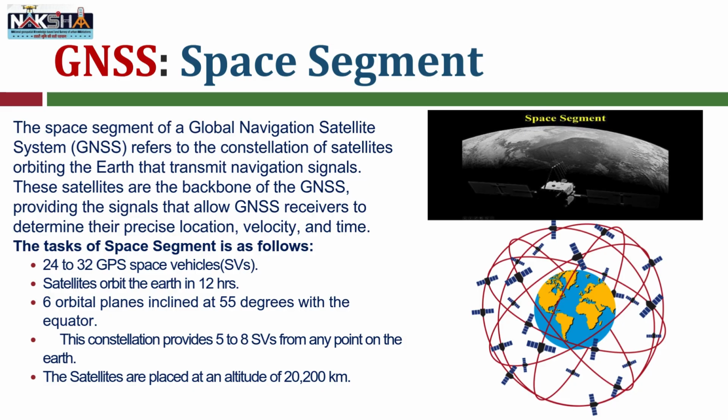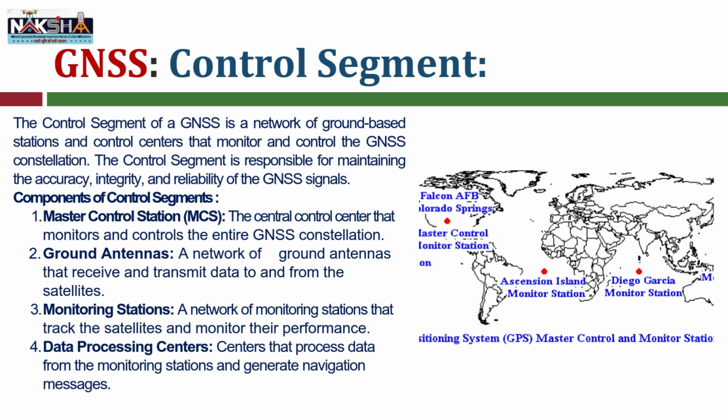The satellites are arranged in 6 orbital planes, each tilted at about 55 degrees to the equator, so that they cover the entire globe. From any point on Earth, at least 5 to 8 satellites are visible at a time. These satellites operate at an altitude of about 20,200 kilometers. In short, the space segment ensures that no matter where we are on Earth, we can always access multiple satellite signals for accurate positioning. Let's talk about the control segment of GNSS.